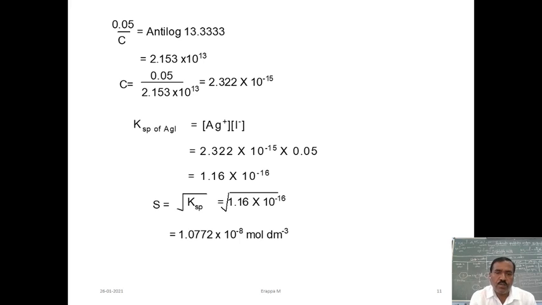Therefore, solubility is equal to the square root of KSP, that is equal to the square root of 1.16 into 10 to the power of minus 16. So that is equal to 1.0772 into 10 to the power of minus 8 mole per dm cube.